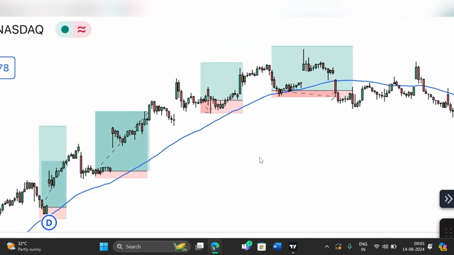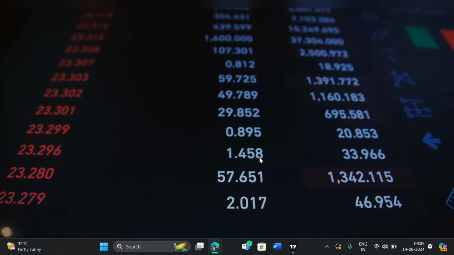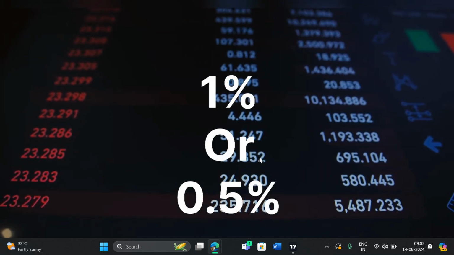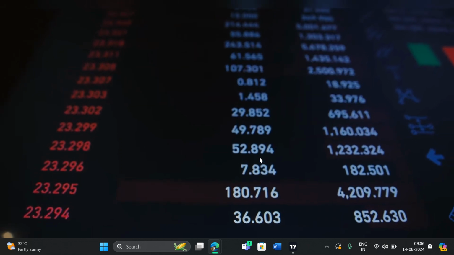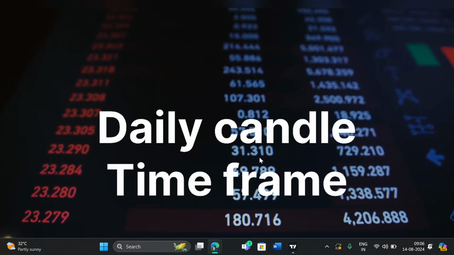Remember, risk management is everything. Take risks which are affordable for you, such as 1% or 0.5% of your capital according to your capital, but the profit is meaningful. I prefer this strategy on the daily candle for the best result.